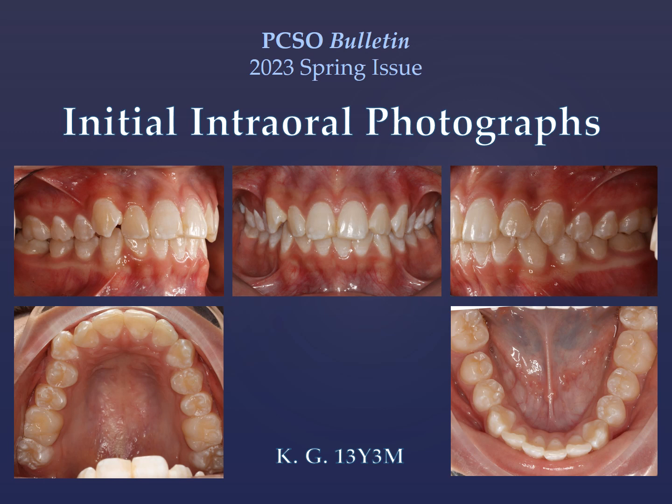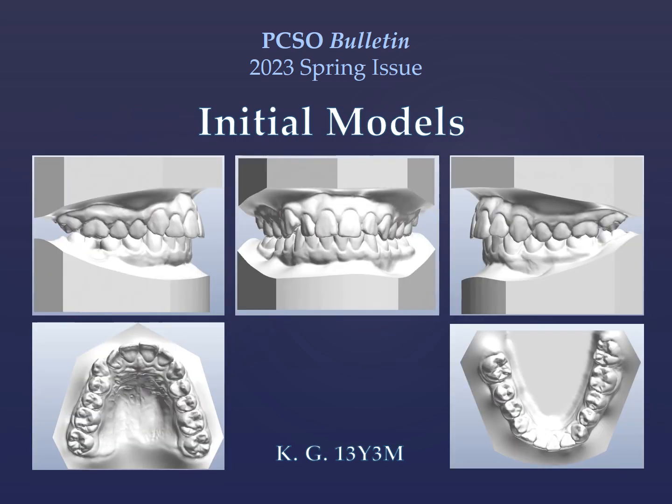Dentally, our patient is in the full permanent dentition and has good oral hygiene. He presents with a Class 2 Division 1 subdivision malocclusion with the Class 1 side on the left. The study casts reveal that he has an increased overjet of 5 millimeters and a 40% overbite.